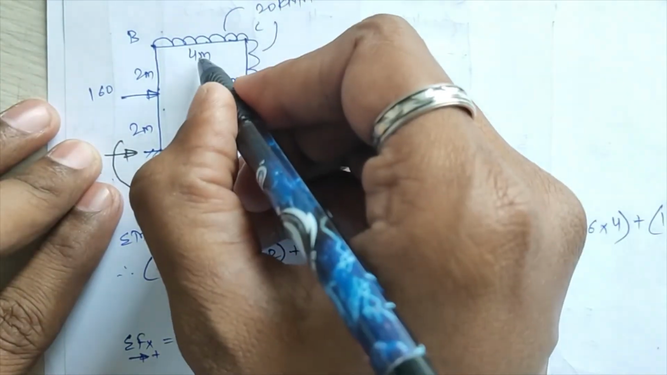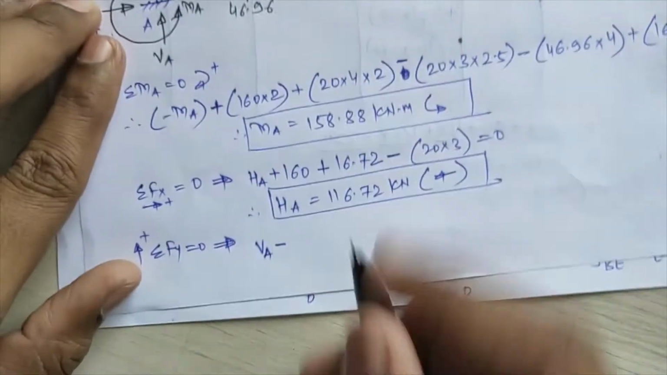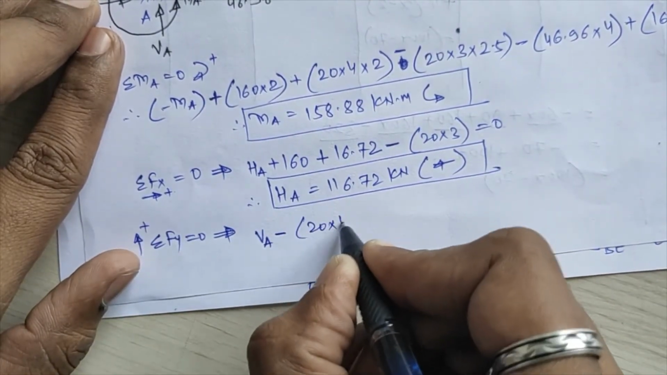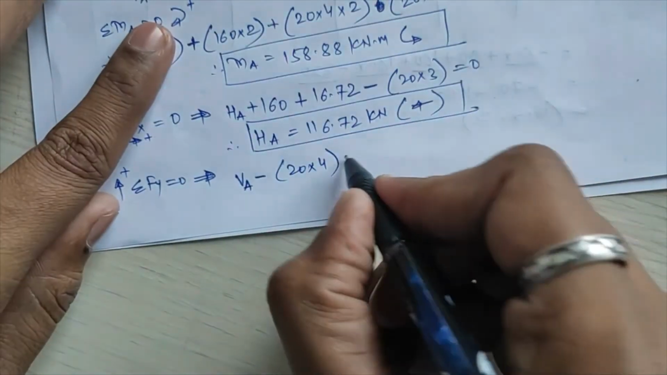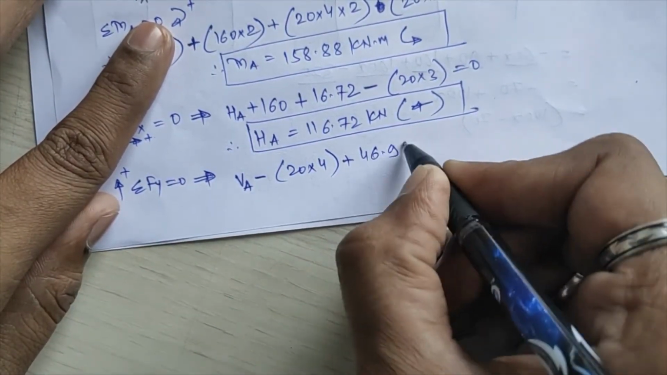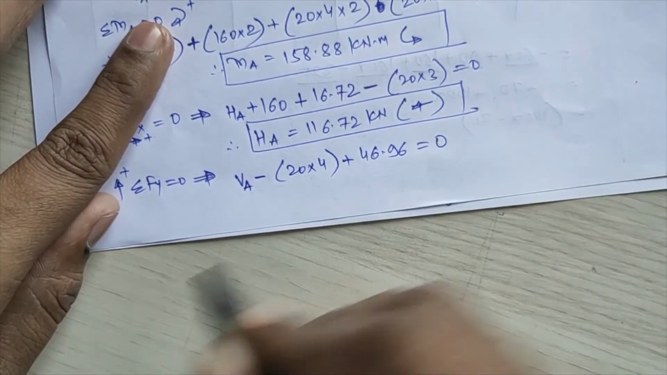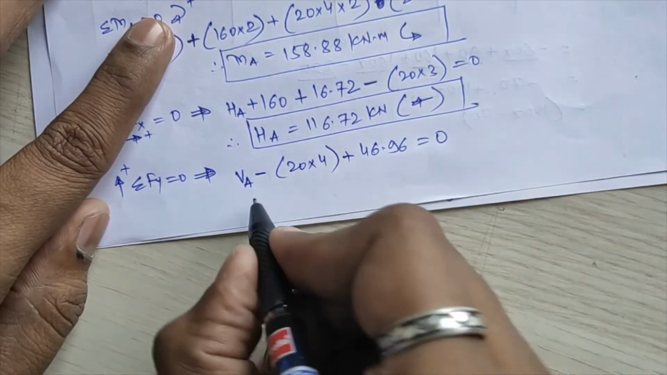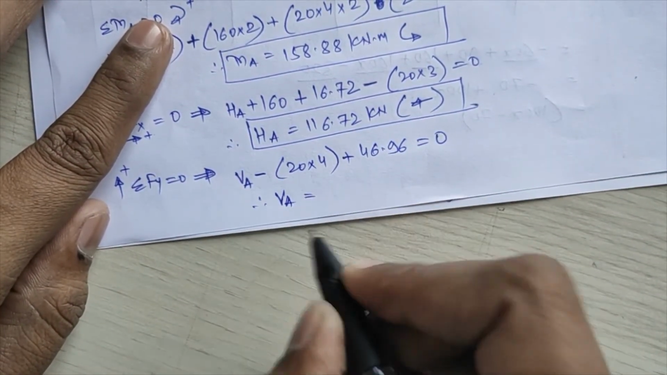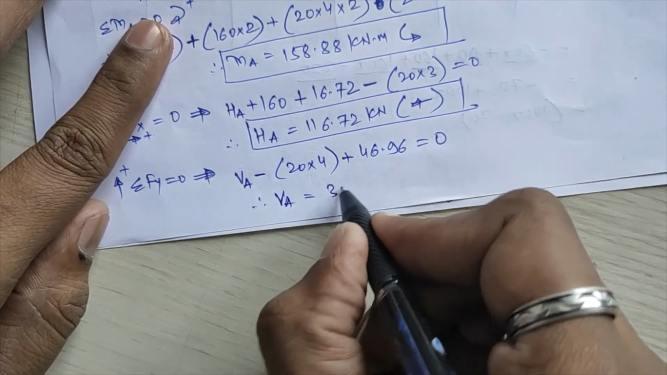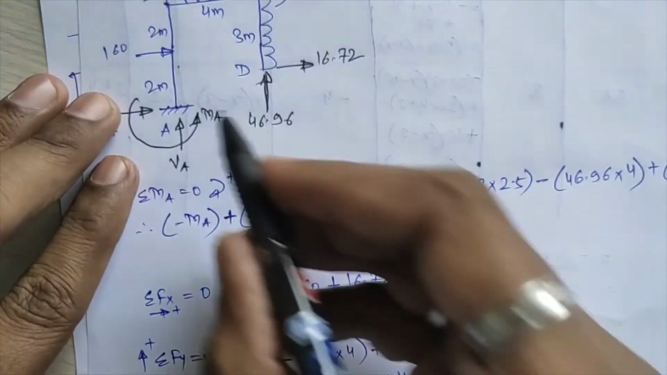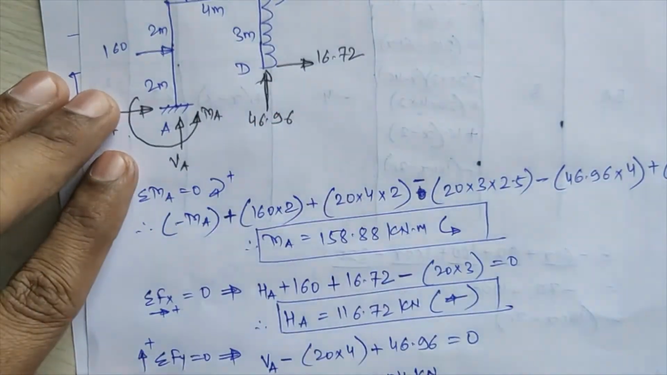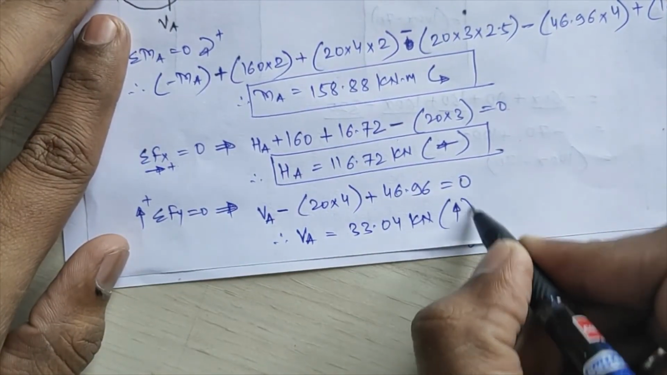minus this downward acting UDL, that will be 20 into 4. Next, this vertically acting upward reaction plus 46.96 is equal to 0. So from this I am getting VA as 33.04 kilonewton, positive again. Positive indicates that your assumed direction of VA is correct. VA is acting in the upward direction.